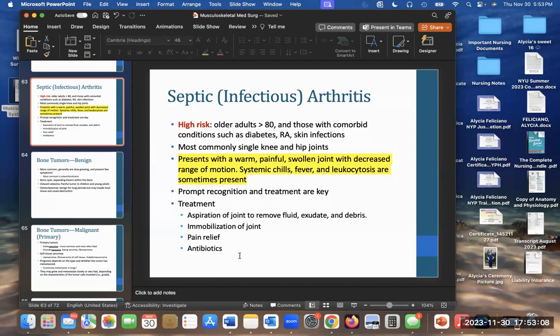So what are signs of infection? Warmth, pain, swollen joints, decreased range of motion, fever, chills. You get the drill, right? And even leukocytosis, meaning increased white blood cells, right? So we need to figure out what's going on, what's causing it, treat it, right? Antibiotics, pain relief, immobilization, right? And remove any fluid, right? Because sometimes the inflammation might build up so much from the infection that now we have lots of fluid in that synovial space. So we might have to remove it.